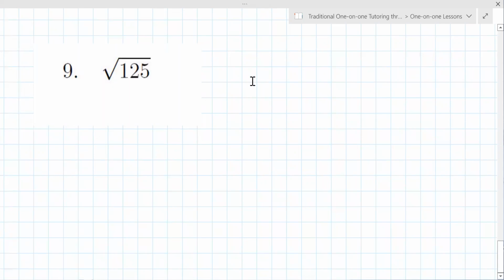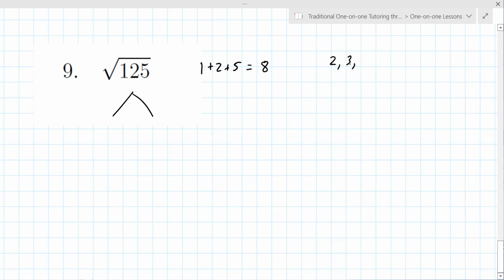Okay. Does 3 go into 125? And if you forget your divisibility rule for 3, you add up the numbers, which in this case is 8, and that number has to be divisible by 3. Is 8 divisible by 3? No. So 3 does not work.